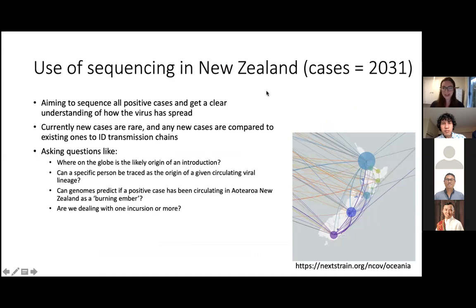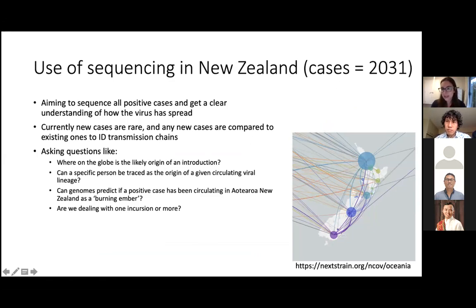So I'd start off with sequencing in New Zealand. This is kind of an interesting case because we've had a little over 2,000 COVID cases total. There was no community transmission. I'm not sure if that's still the case, but yeah, they're in a pretty good situation here. So because cases are so low, the aim in New Zealand is to sequence all positive cases and to get a really detailed understanding of how the infection is spreading.